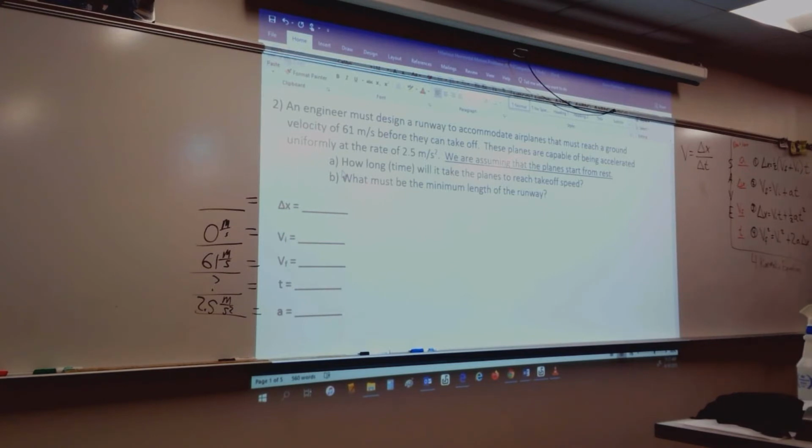We have VI, we have VF, we have A, but we don't have T. It should be the second equation: VI, VF, A, and T. And notice, for something that's going to take place in just a second, that's the only equation we can use in order to find that time.